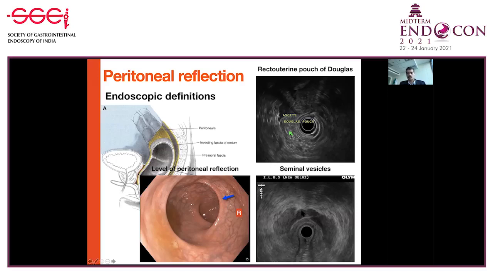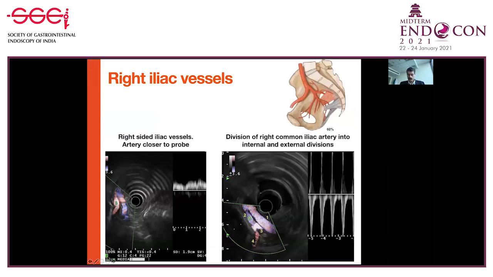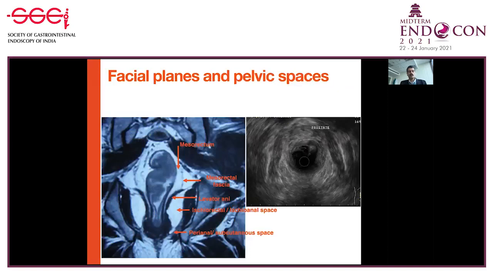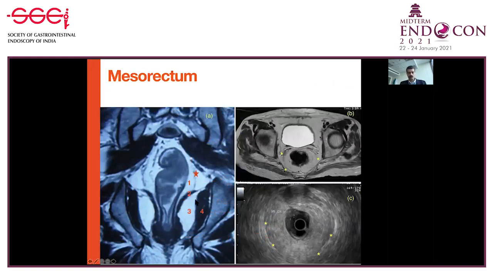In a male patient, the top of the seminal vesicles is the marker for the anterior peritoneal reflection, and in females, the cervix or the posterior fornix of the vagina marks the peritoneal reflection. Now, how about the pelvic planes and pelvic spaces? Please remember that the lateral wall of the pelvis is formed by the obturator internus. Then you have the levator ani, which divides the subperitoneal pelvis into the supralevator compartment or the infralevator compartment, or the perineum.